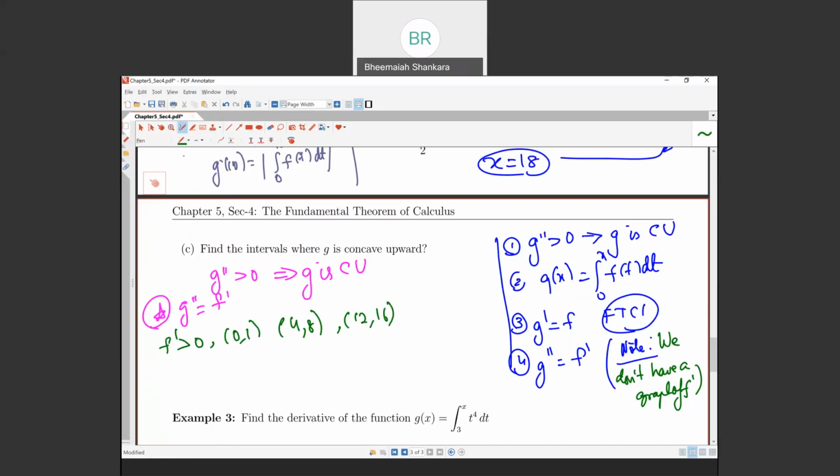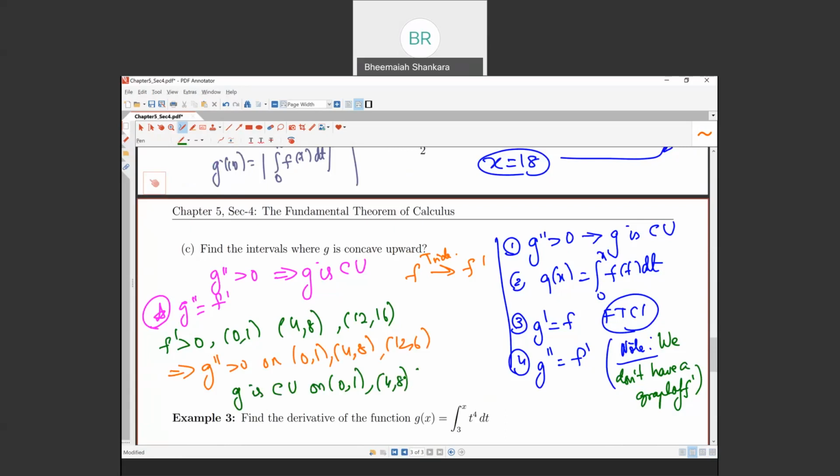So the trick here is how do you compare the function f with f prime? That's the trick in this problem. So now you can say that g double prime is greater than 0 on the same intervals 0 to 1, 4 to 8, 12 to 16. Once you say that g double prime is greater than 0 on some interval, you can say that g is concave upward on the same intervals 0 to 1, 4 to 8, and 12 to 16.